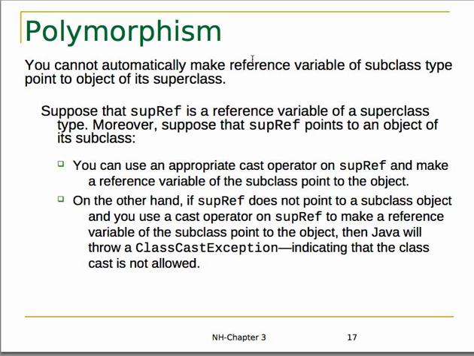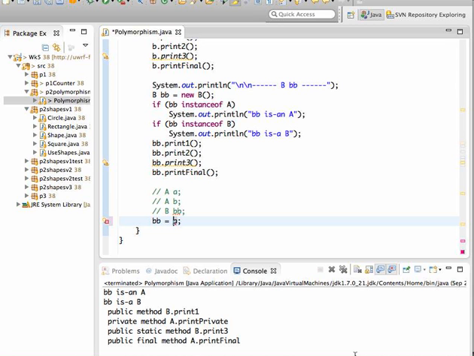You cannot automatically make a reference variable of a subclass type point to an object of its superclass type. So suppose that supref is a reference variable of a superclass type, then if that supref points to an object of its subclass, you can use an appropriate cast operator on supref and make a reference variable of the subclass point to the object. What is this really saying? It's easier to see it in code.